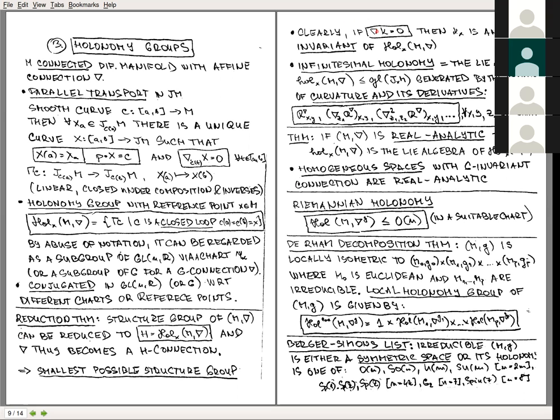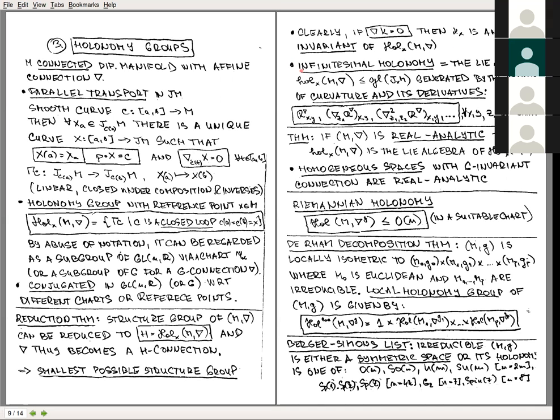Clearly, if we have some parallel tensor field with respect to the connection, then, on a connected manifold, it is invariant under the holonomy group. Again, the value at some point x is invariant under the holonomy group.